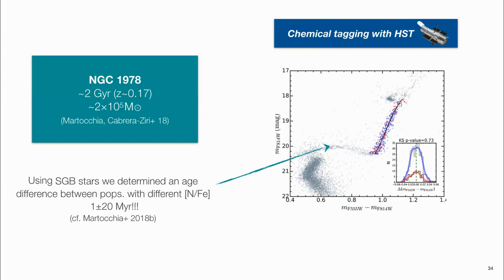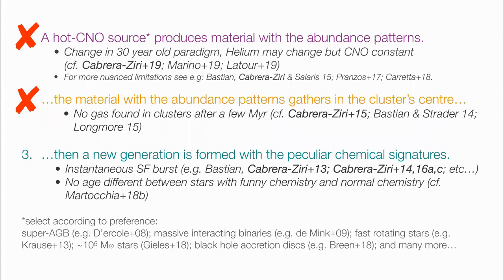They form in an instantaneous single burst. Remember, the models predict that the age difference between them is a few 100 million years, and this is excluded at high confidence with these measurements. So let me go back to the slide with the summary.